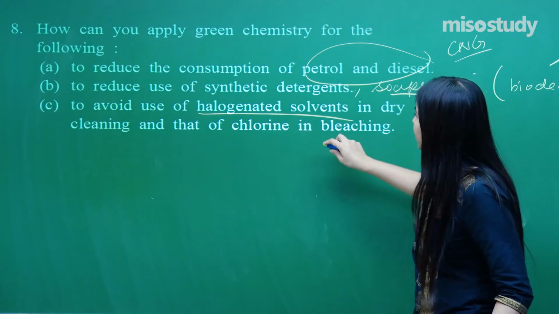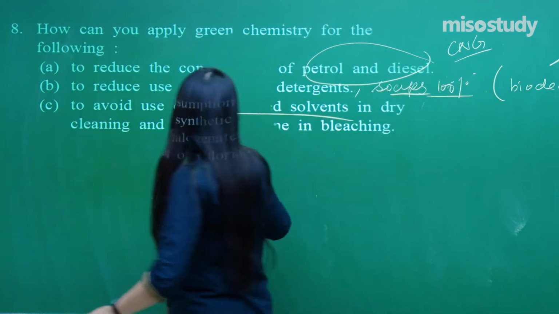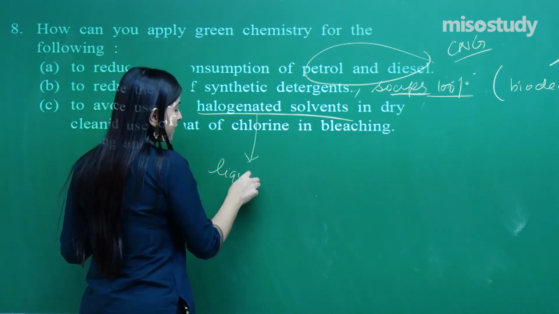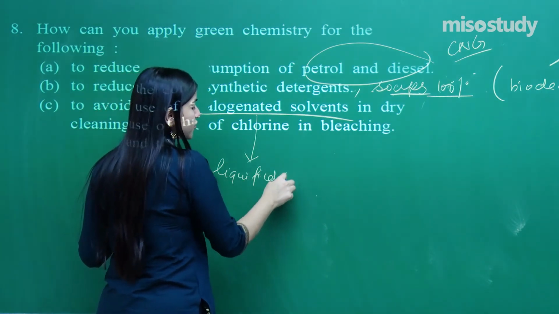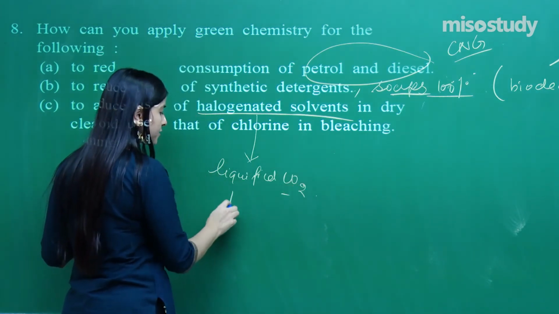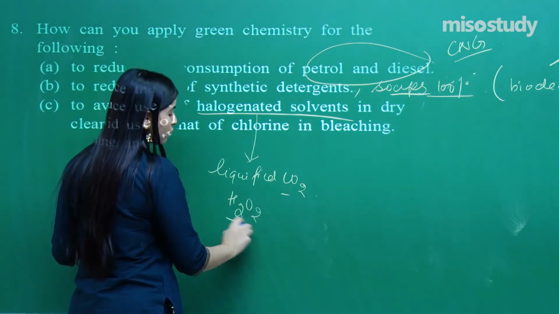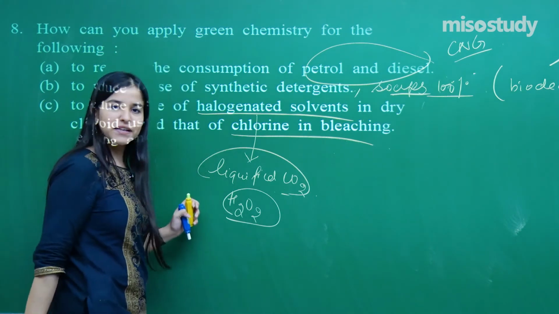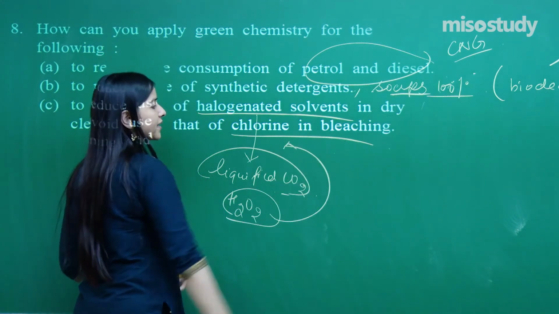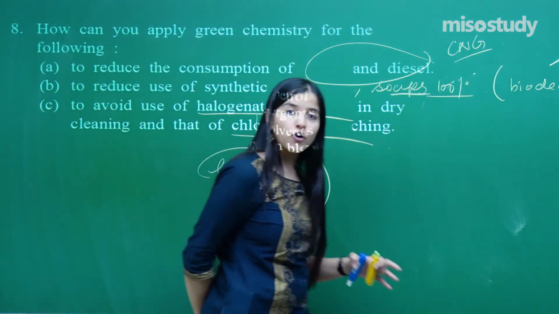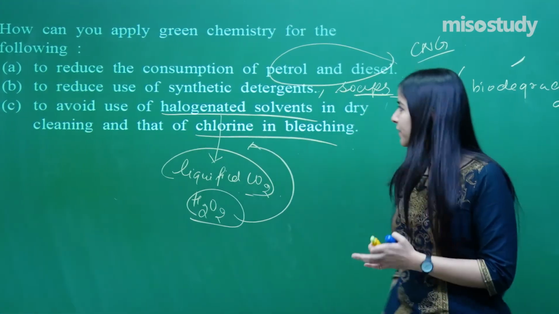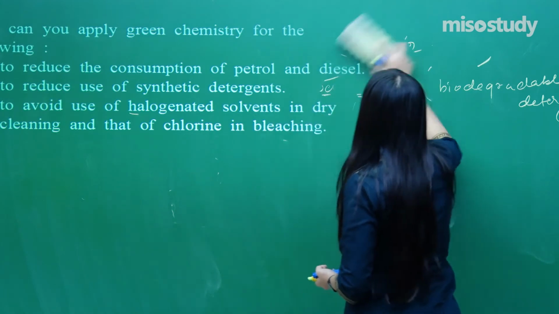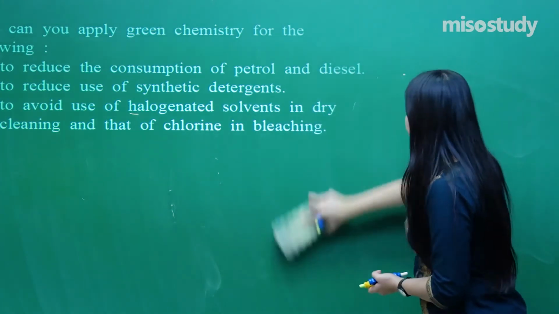So in order to avoid that, instead of this halogenated solvent, liquefied CO2 is also used these days, hydrogen peroxide is also used these days, and in fact instead of chlorine in bleaching, hydrogen peroxide can be employed very well as an alternative, right? Clear about it? Okay. So that completes my question number 8 as well. I hope everybody has got it.